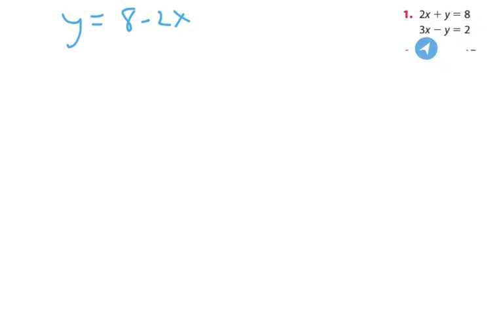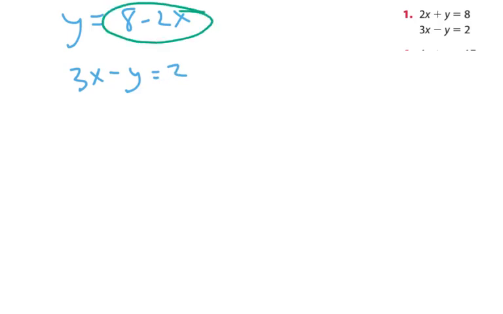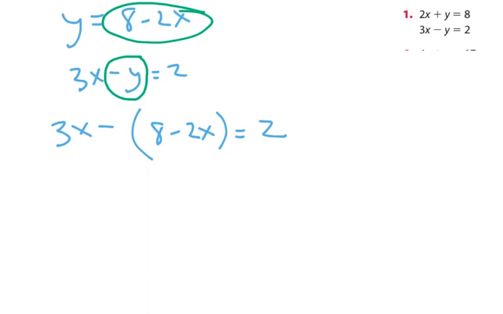And then in my other equation, 3x minus y is equal to 2, I'm going to replace y with that. You see? I'm replacing it because y is equal to 8 minus 2x. So down here I can replace this y with this. So let's do that. I'm going to go 3x minus y, now y is equal to 8 minus 2x, and that's equal to 2. So that's the most important thing.